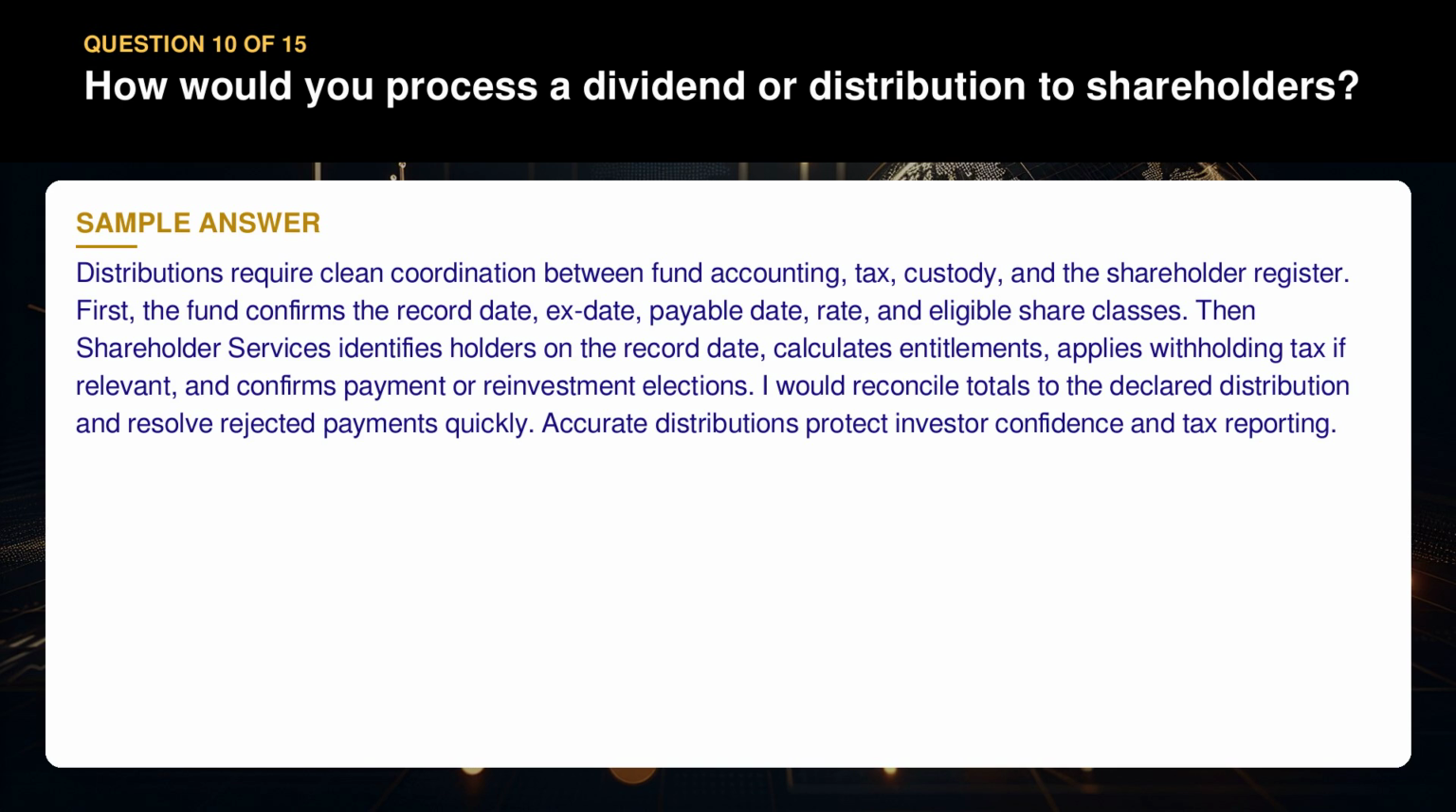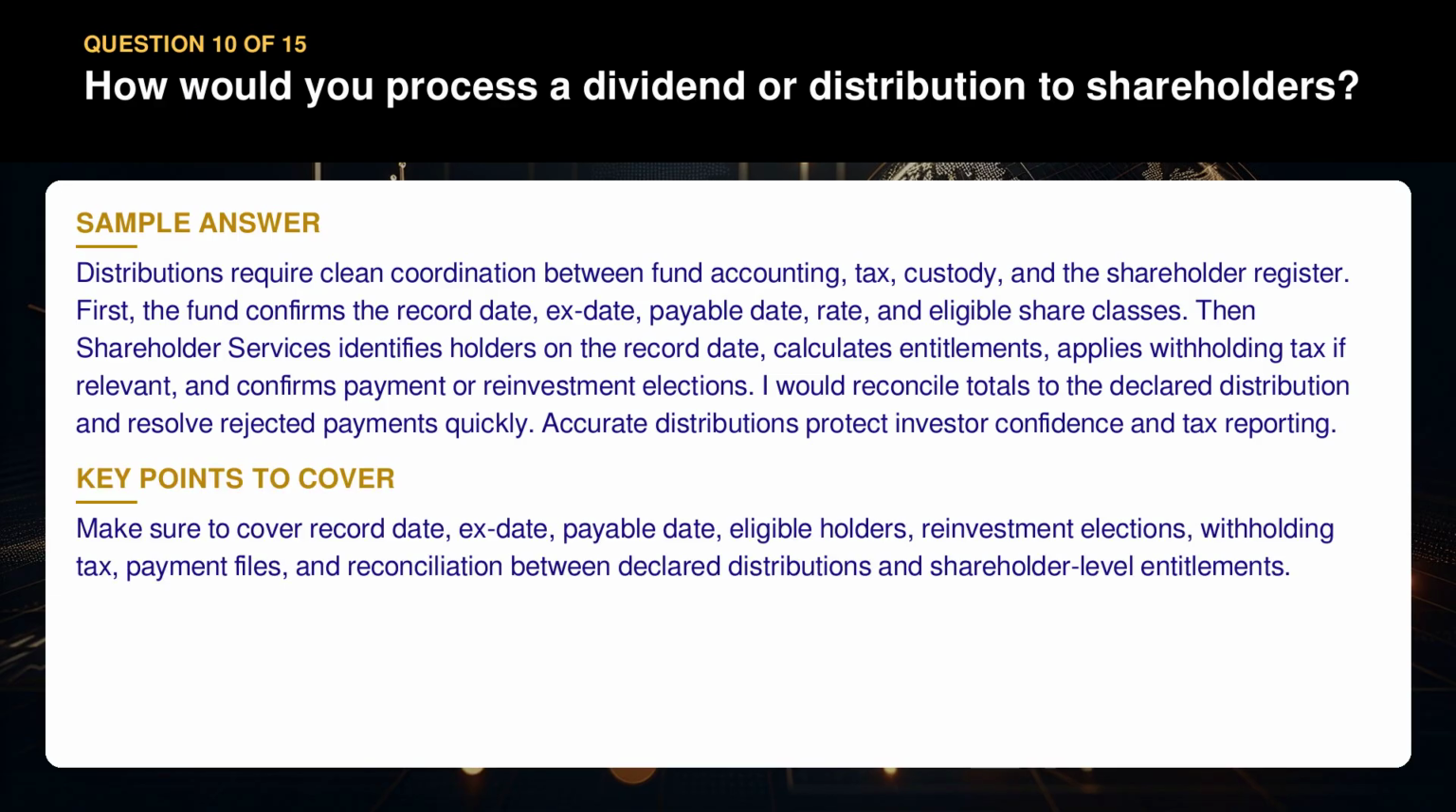Then Shareholder Services identifies holders on the record date, calculates entitlements, applies withholding tax if relevant, and confirms payment or reinvestment elections. I would reconcile totals to the declared distribution and resolve rejected payments quickly. Accurate distributions protect investor confidence and tax reporting.